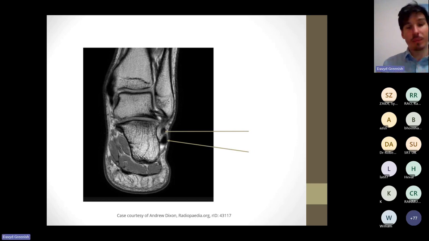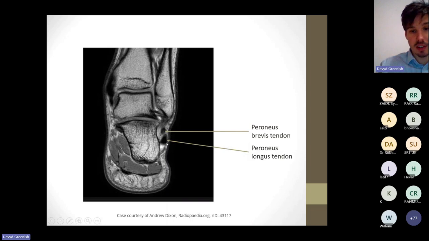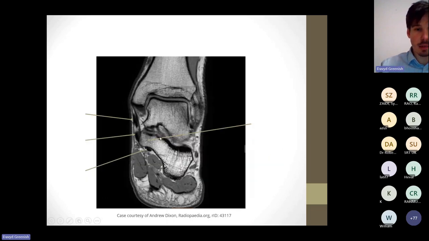Yep, spot on. Well done. That's really good, guys. Yeah, so peroneus brevis. So the peroneus brevis is held as it comes underneath, and the longus sits underneath it. Really good. So this other structure, which is more inferior, is the longus tendon. Very good.